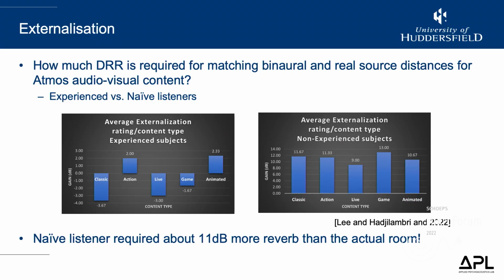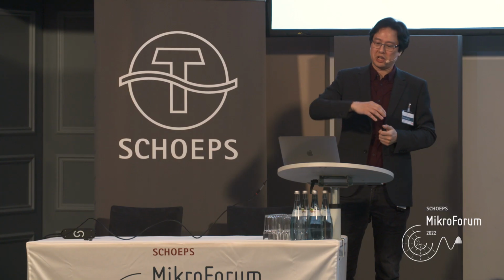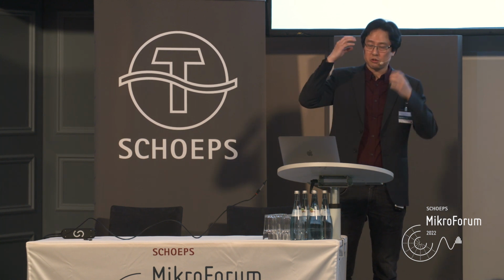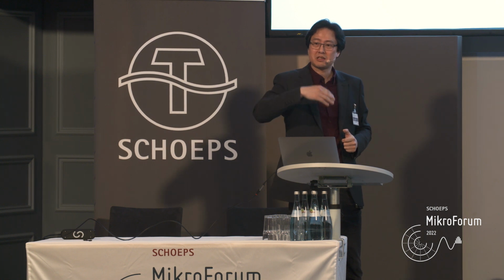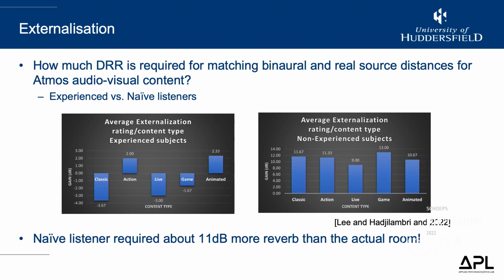And the results were striking because the difference between the naive listeners and experienced listeners was almost 11 dB. So basically, naive listeners who have no experience in 3D audio and are not experts in music chose to increase the reverb by 11 dB to externalize sound properly at the speaker positions. Whereas experienced listeners just needed about the same or even less, and they could still localize things at the speaker position. So 11 dB is massive, but that's the difference between the normal audience and experienced people.